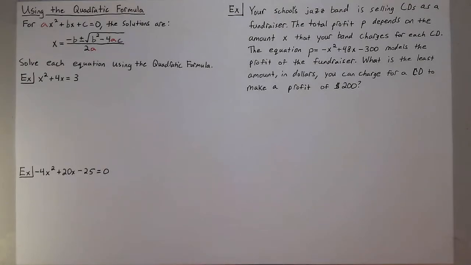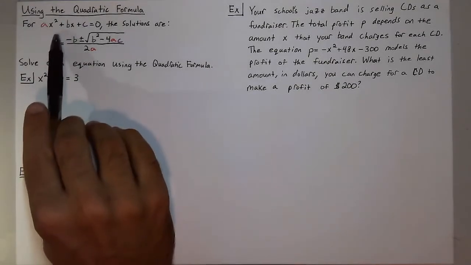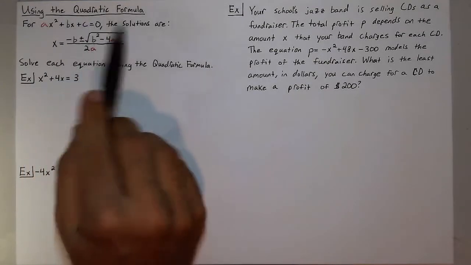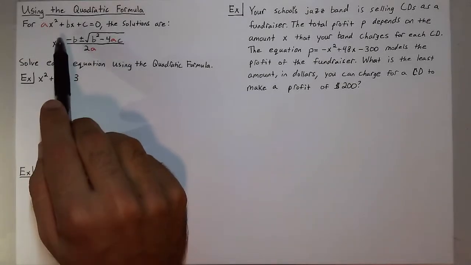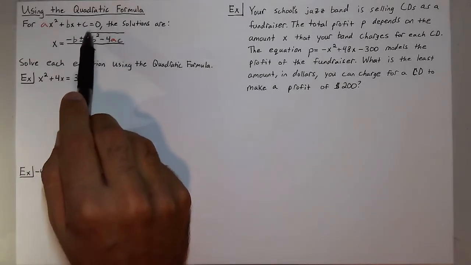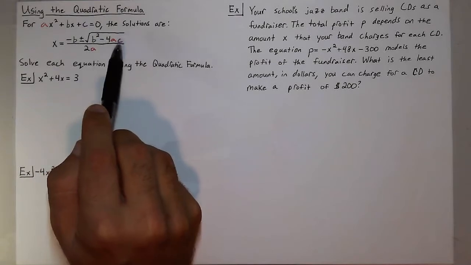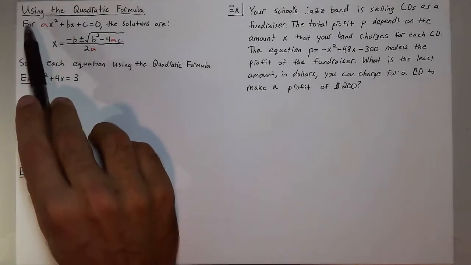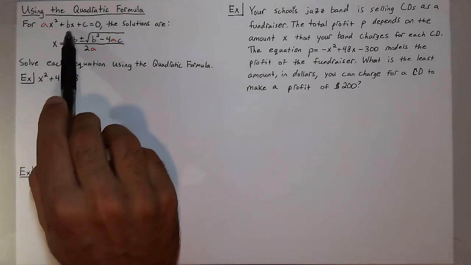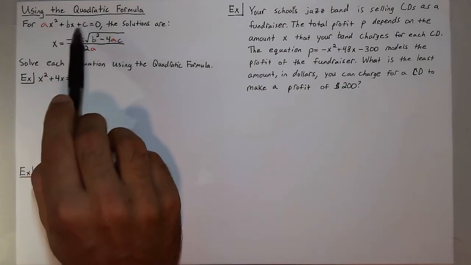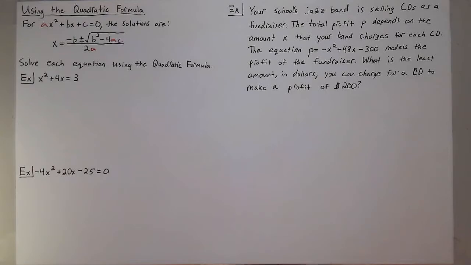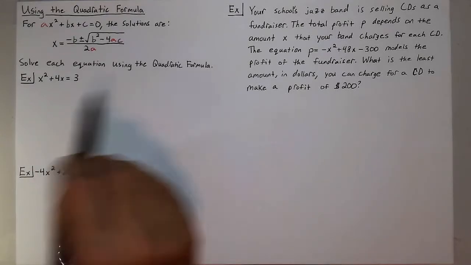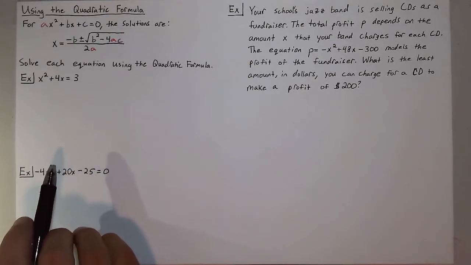In this video, we are going to learn how to use the quadratic formula. So, for ax squared plus bx plus c is equal to 0, the solutions are x is equal to negative b plus or minus the square root of b squared minus 4ac, and all of that is over 2a. A, b, and c come from the coefficients in front of x squared, x, and the constant, respectively. So we're going to solve each of these equations using the quadratic formula.